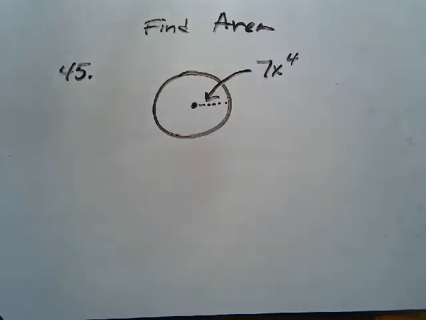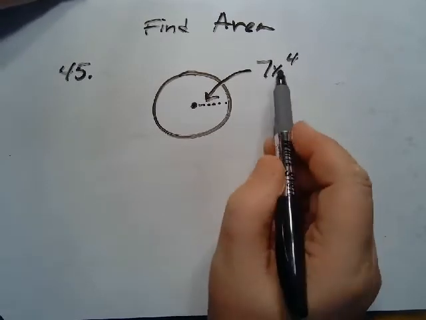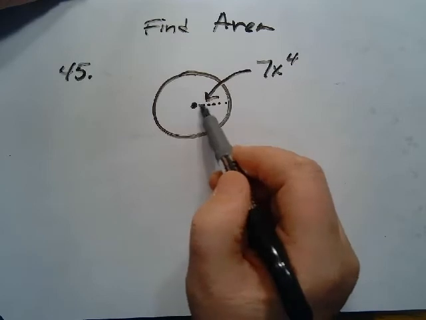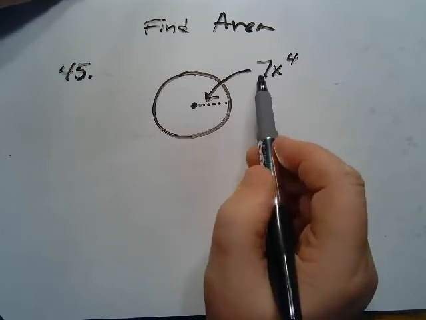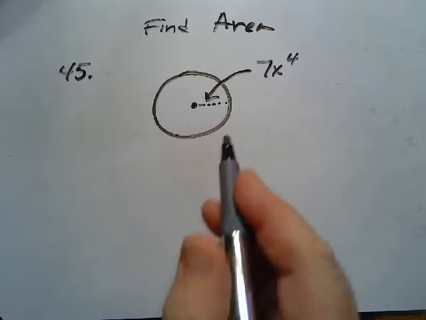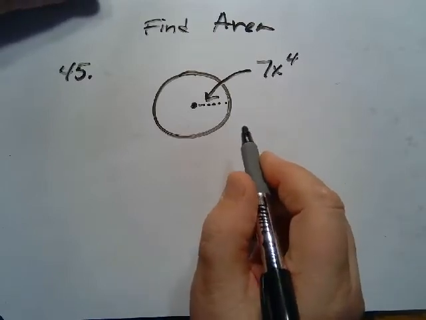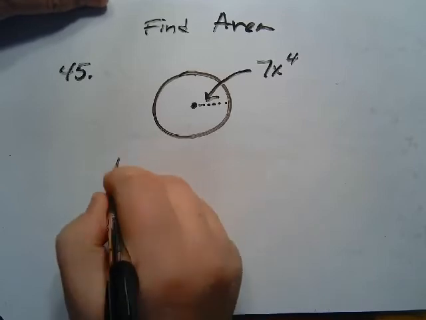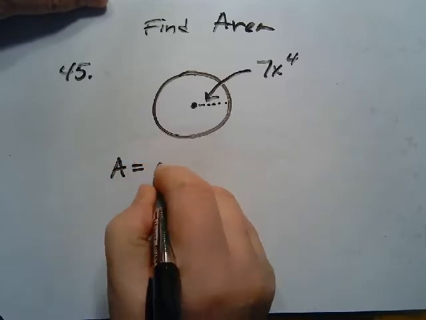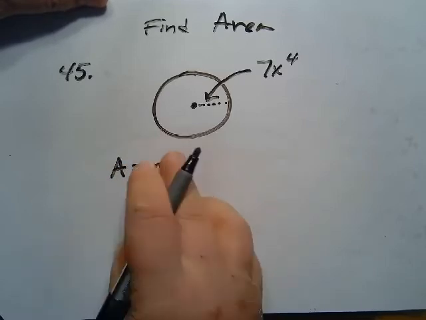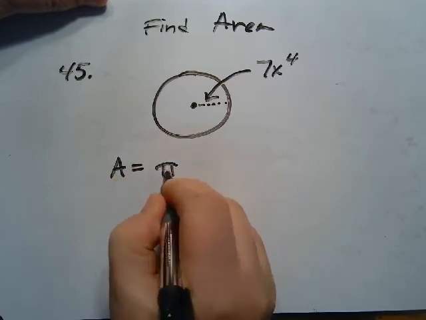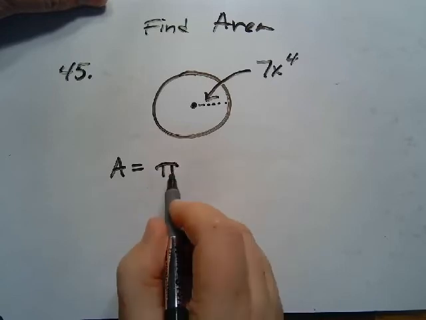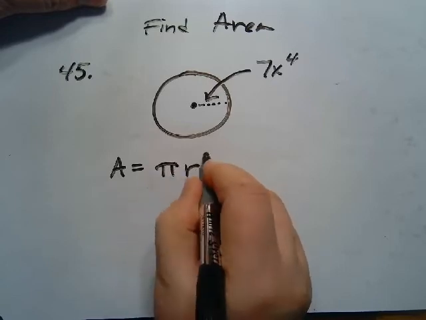All right. Here's my attempt at a picture. This is a circle, and my arrow is pointing to this line right here from the center to the outside, and it's 7x to the fourth. Now, if we're going to find the area of a circle, we need to go find the formula, and it is area equals pi, and we're not going to use any numbers. We're just going to bring pi along in the problem. Just bring this Greek letter along. Pi times the radius squared.